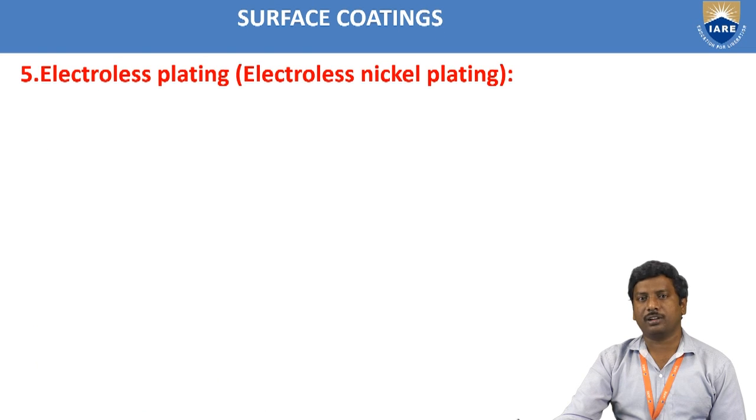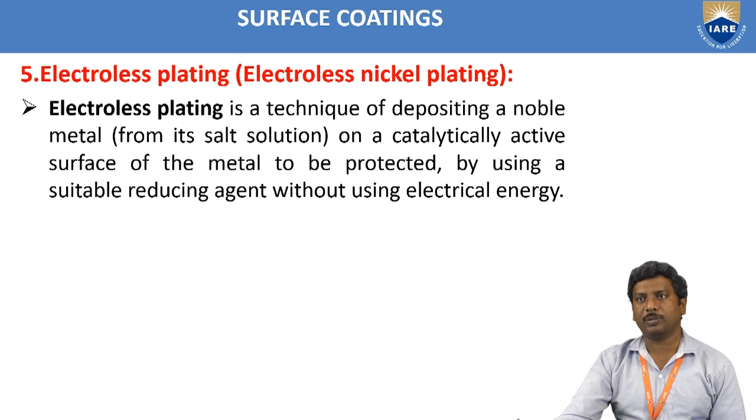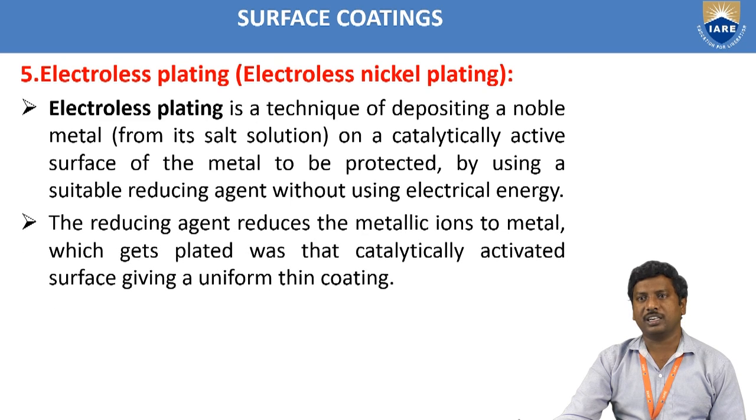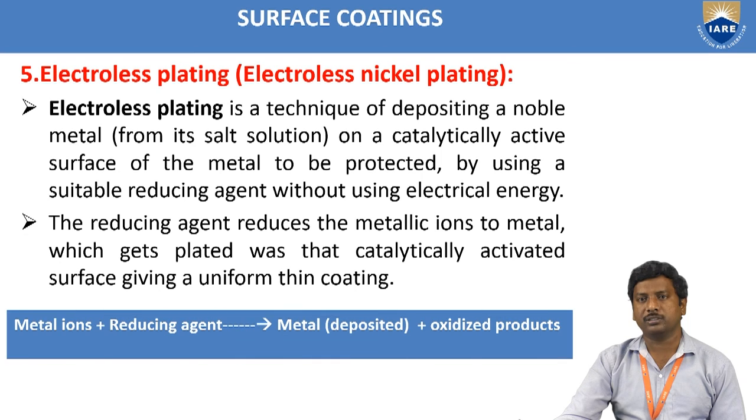And finally, we see electroless plating. From the title, we can understand this process takes place in the absence of electricity and in the presence of chemical reactivity, especially a catalyst. Electroless plating is a technique of depositing a noble metal from its salt solution on a catalytically active surface of the metal to be protected, using a suitable reducing agent without using electrical energy. The reducing agent reduces the metal ions to the metal, which gets plated on the catalytically activated surface, giving a uniform thin coating. So metal ions plus reducing agent give the deposited metal with oxidized products.